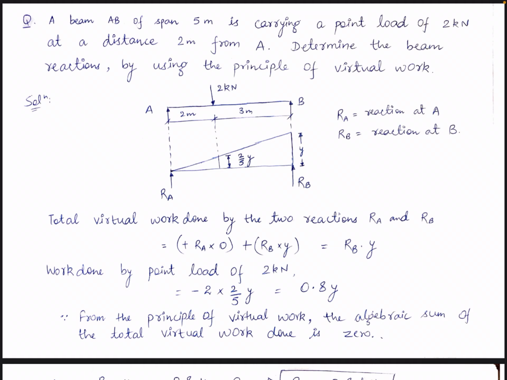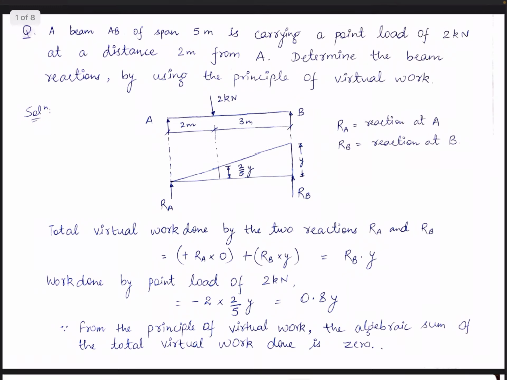It is saying a beam AB of span 5 meter is carrying a point load of 2 kN at a distance 2 meter from A, that is the left support. So we have to determine the beam reactions by using the principle of virtual work. This problem can be done by the static equilibrium equation also, so you can cross check whether the answer is coming same or not. Then only it will become more clear to you. So let us apply the virtual work principle.